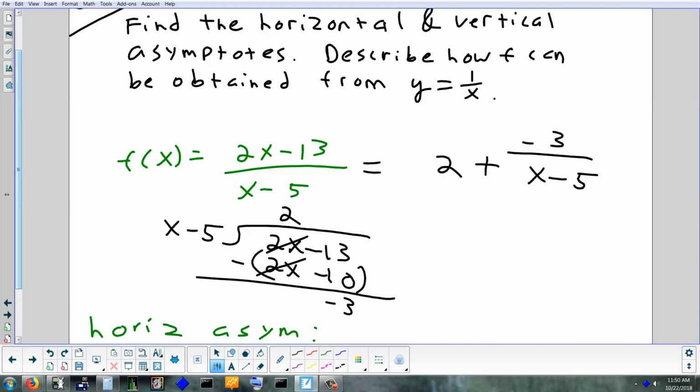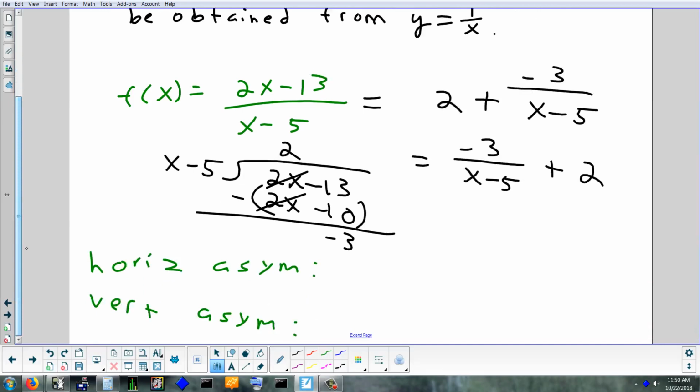Okay, that's better. I'm going to do one more rewrite to make it look even better. I'm just going to say negative 3 over x minus 5 plus 2. So now we're going to focus on first the asymptotes, and then we'll describe the transformations. We'll talk about how many transformations there are in a minute. Let's start with the horizontal.